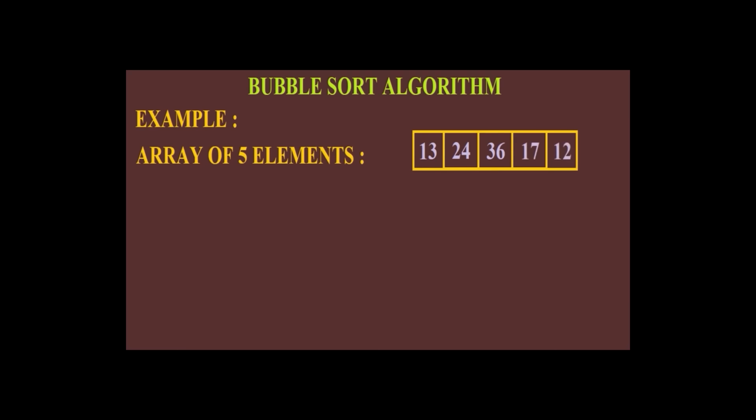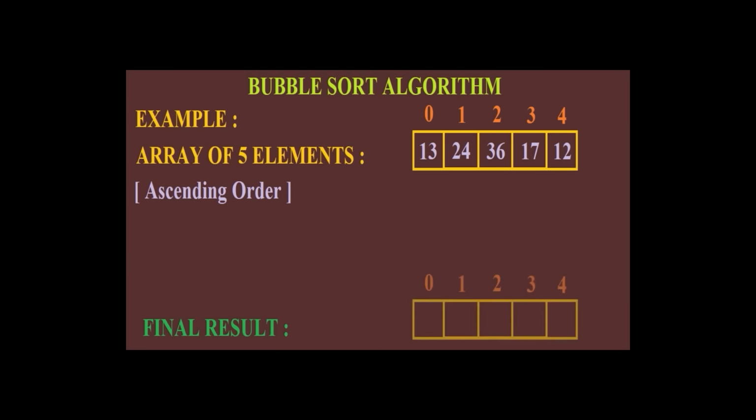Then their index numbers will be 0, 1, 2, 3 and 4. We will be arranging this array in ascending order. So the final result after bubble sort will be the following array: 12, 13, 17, 24 and 36. Bubble sort is the simplest sorting algorithm that works by repeatedly swapping the adjacent elements if they are in wrong order. This swapping is done by comparison.